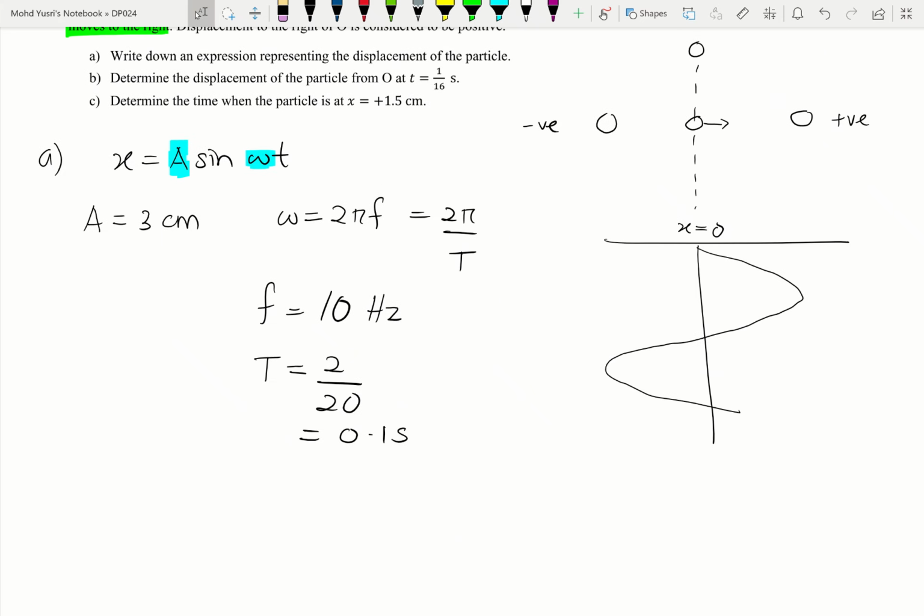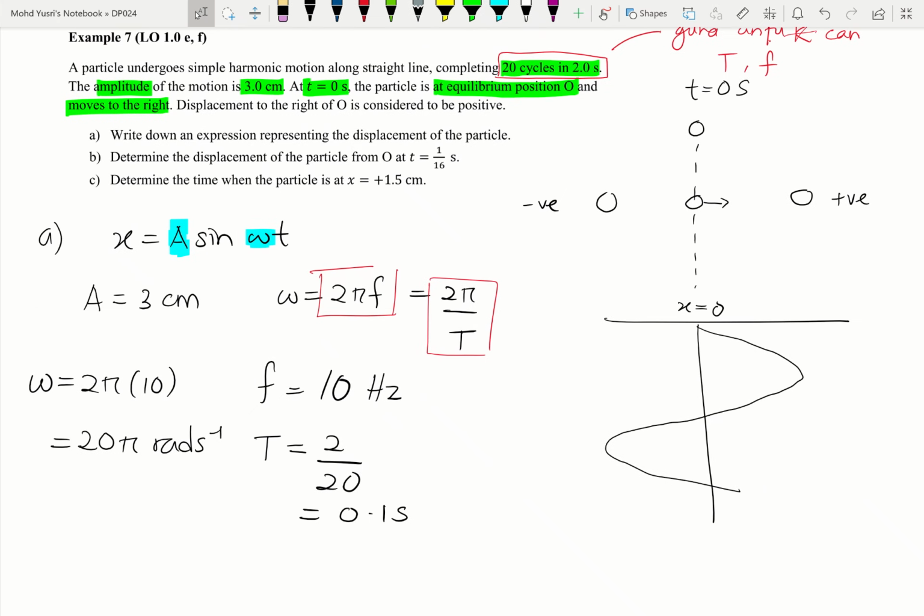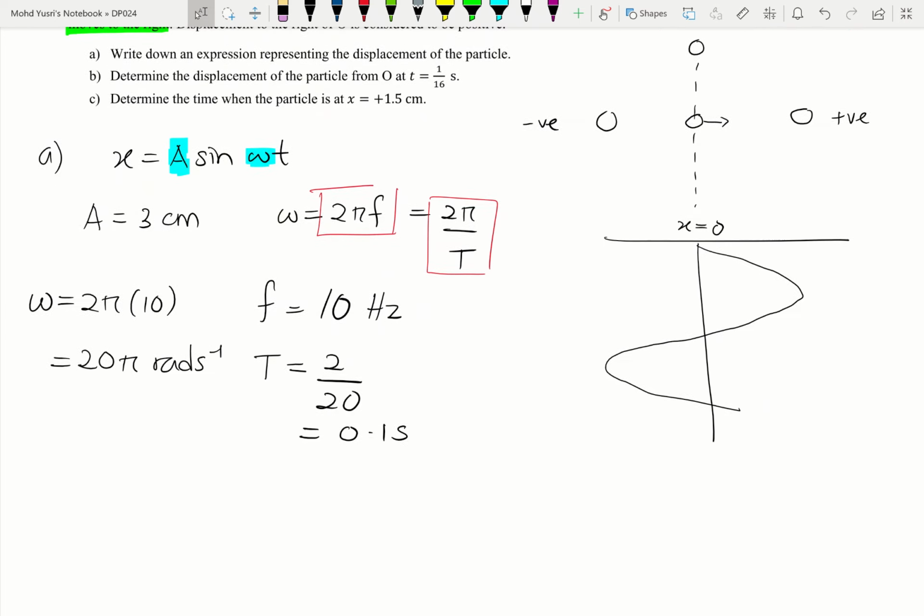Then, kita boleh gunakan sama ada equation 2 pi f ataupun 2 pi over T, but I'm going to use 2 pi f. So, from equation omega is equal to 2 pi f, so omega is equal to 2 pi times 10, or omega is equals to 20 pi radian per second. Now, this is not the final answer, so I don't need to give it in a decimal place. So, apa yang saya gunakan? Saya biarkan saja dia dalam bentuk 20 pi radian per second.